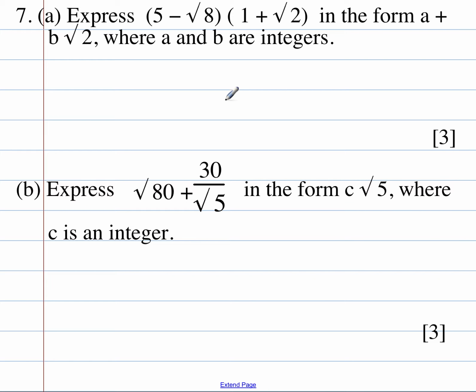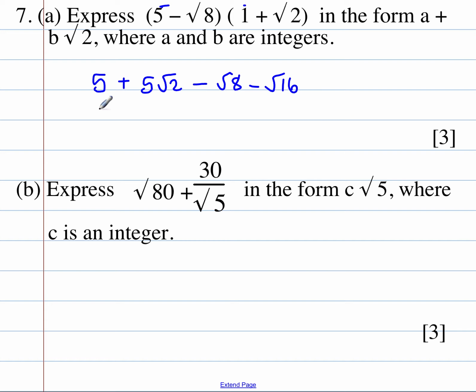Our last question in this video, we're going to need to multiply this in the form of a plus b root 2, where a and b are integers. Again, we're going to use FOIL, so we're going to use 5 times 1 first, which is 5. Then 5 times positive root 2 is positive 5 root 2. 1 times negative root 8 is simply a minus root 8. And minus root 8 times positive root 2 is a minus root 16.